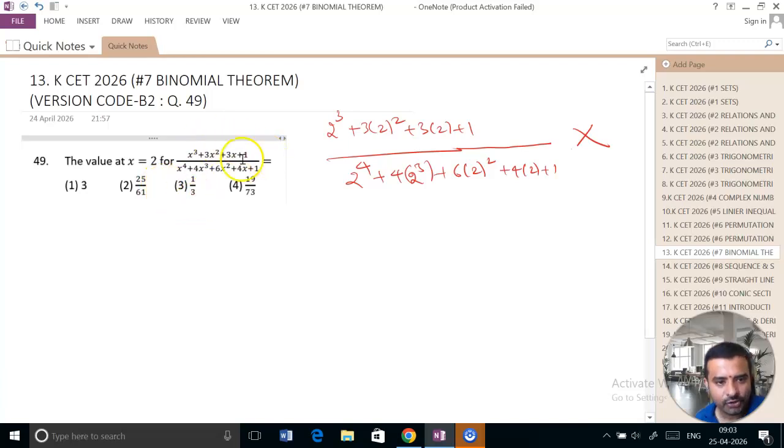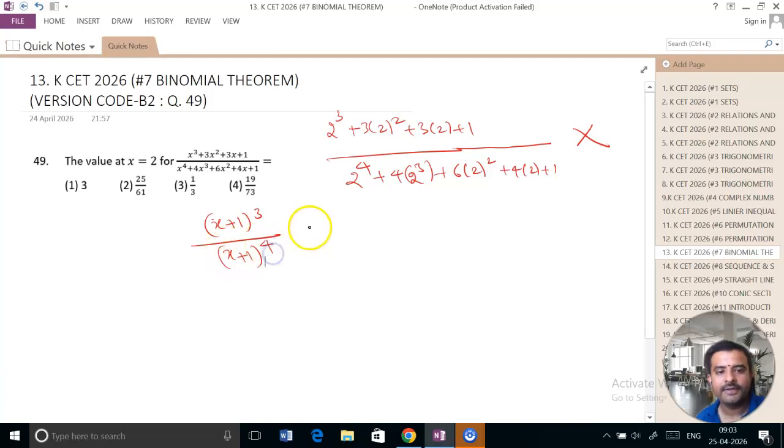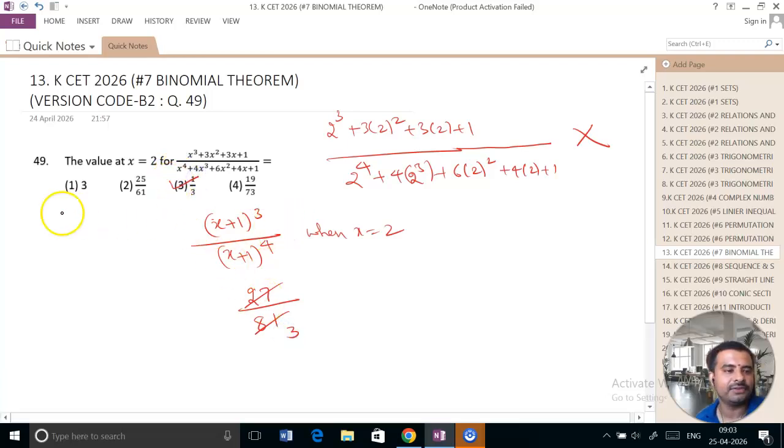Because you know x cube plus 3x square plus 3x plus 1, according to binomial theorem we can write this as (x plus 1) whole cube, and x power 4 plus 4x cube plus 6x square plus 4x plus 1 can be written as (x plus 1) whole power 4. When x is equal to 2, 2 plus 1 is 3, 3 cube is 27, and 3 power 4 is 81. So 27 ones are 27, 27 threes are 81. So option 3 is the right answer for number 49, version code B2. Don't follow the other method, because it's time consuming.